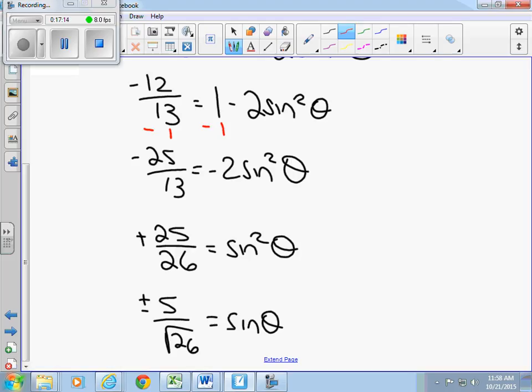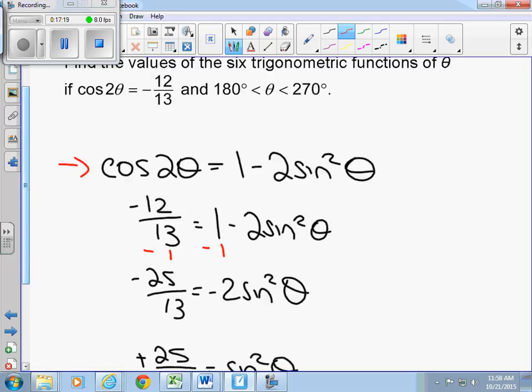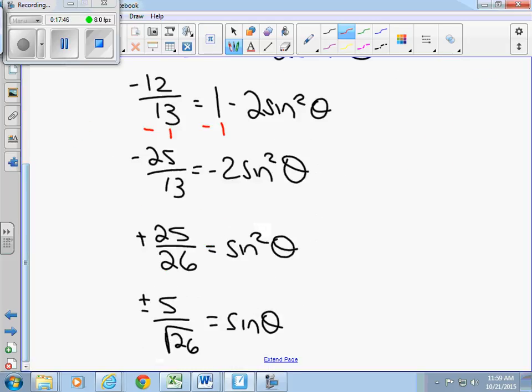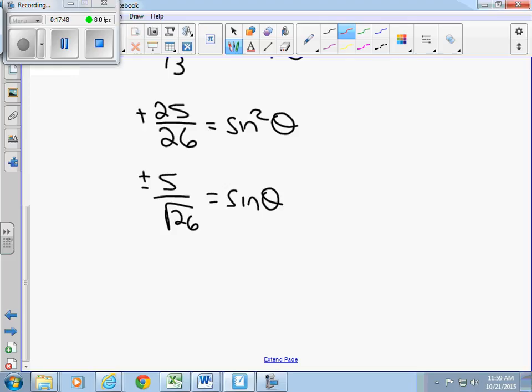Okay. Now, plus or minus? Which one? No, it says right there. Plus. It's actually minus. Why minus? The angle is between 180 and 270, which is down here, right? So that's in the third quadrant. What is sine in the third quadrant? It's negative in the third quadrant. So even though originally it looks like maybe plus or minus, it is the minus.